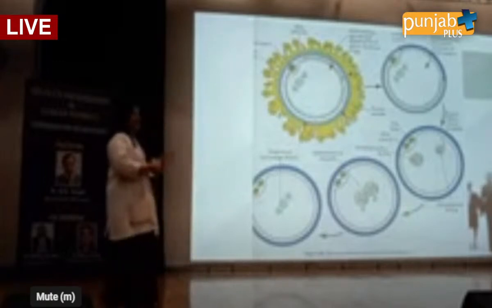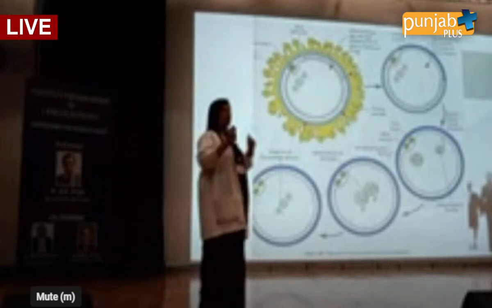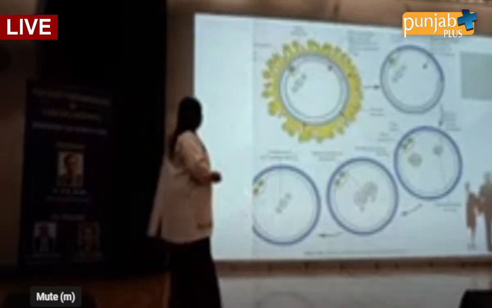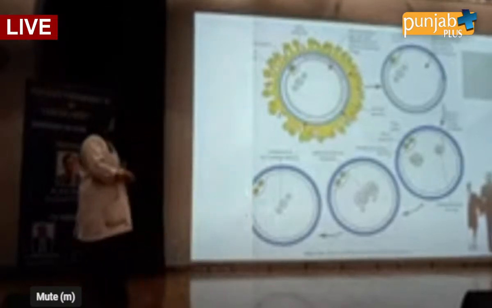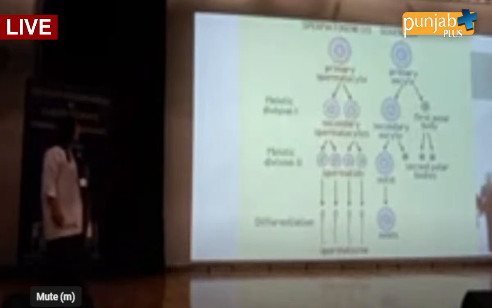So this is fertilization in the uterine tube. When the Graafian follicle ruptures at ovulation, the oocyte is taken up by the uterine tube. So this is the fertilization, and this summarizes all of spermatogenesis and oogenesis.